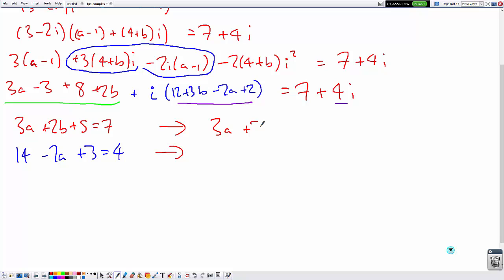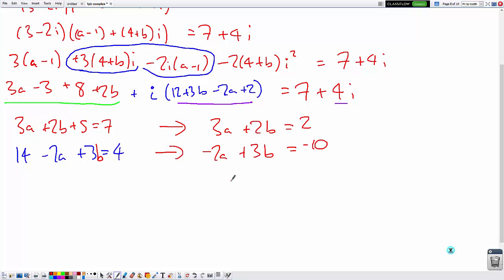So this gives me 3a plus 2b is equal to 7 minus 5, which is 2, and this is minus 2a plus 3b. I forgot the b here. There's a b there, so plus 3b equals 4 take away 14, which is minus 10. Now we've got simultaneous equations. We solve these simultaneous equations and we'll get our answer.